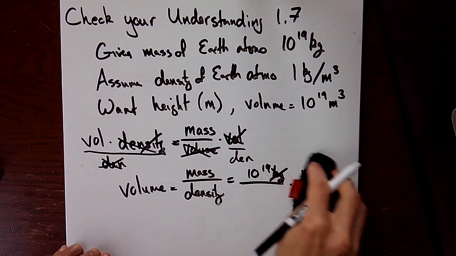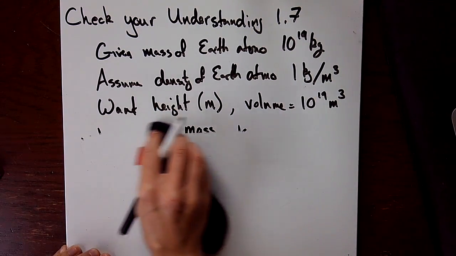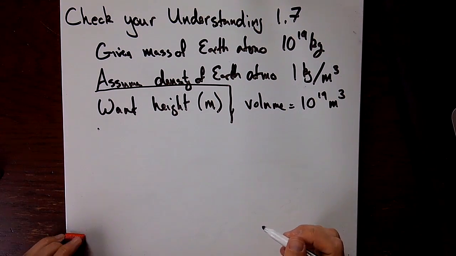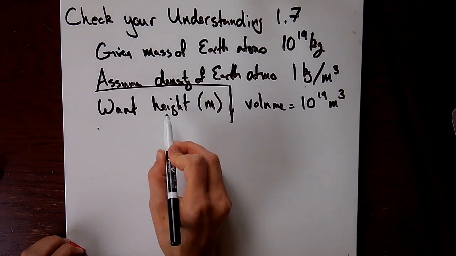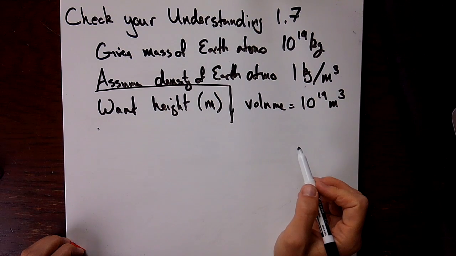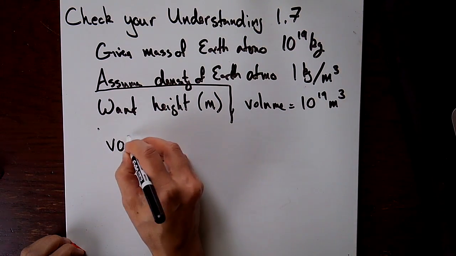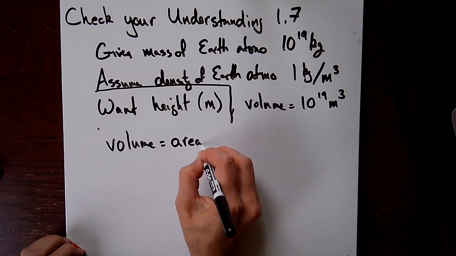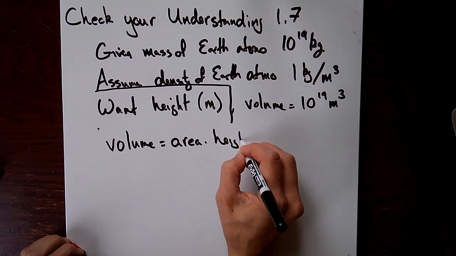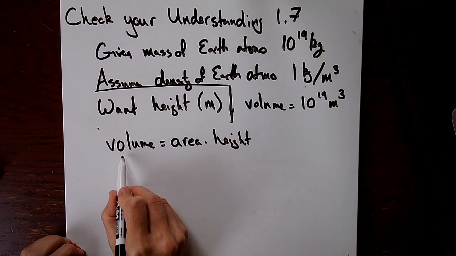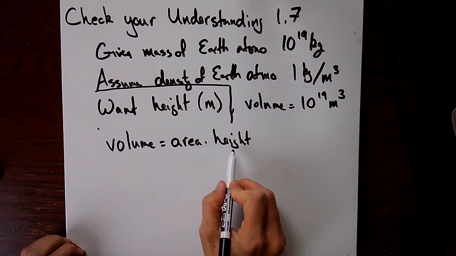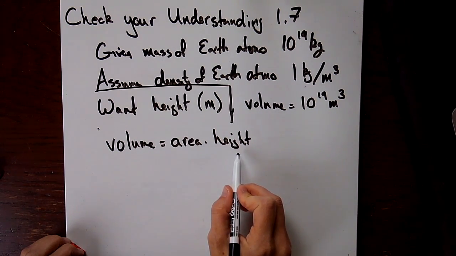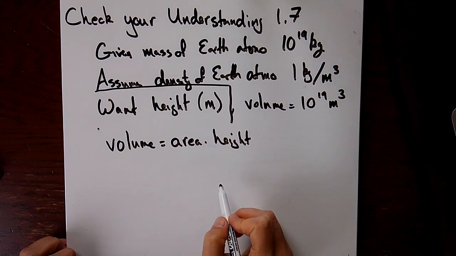So it's still not what I want. I want the height. I've got some volume, so I need to figure out what's the connection between volume and height. Well, probably an area. Volume equals area times height. Volume is in meters cubed, height is in meters, area is in meters squared, so this equation at least works out as far as units are concerned.